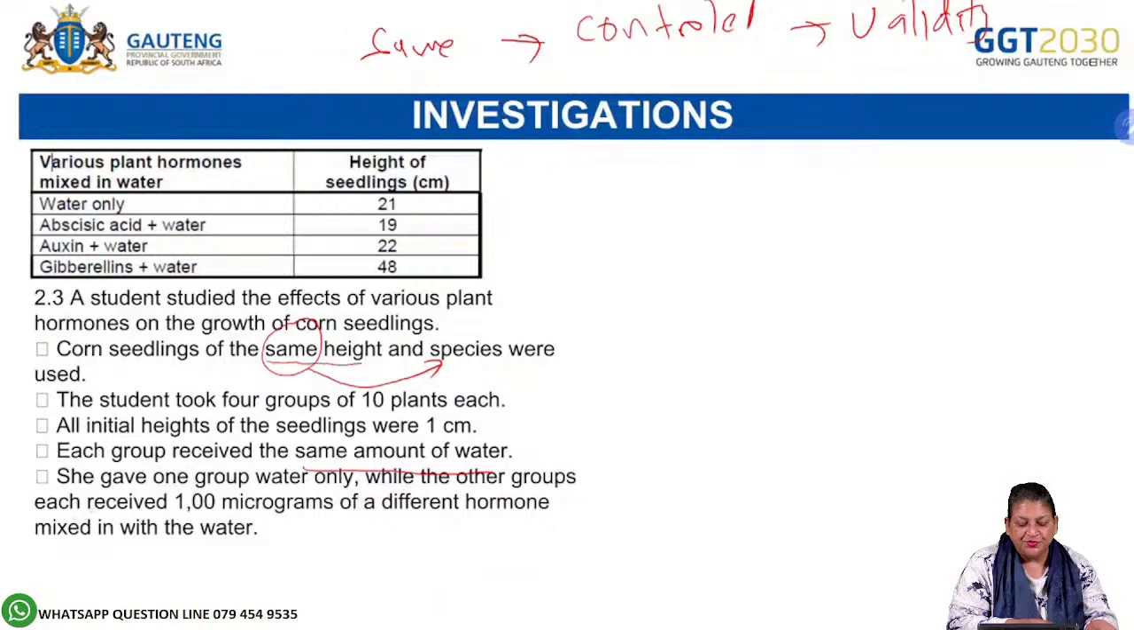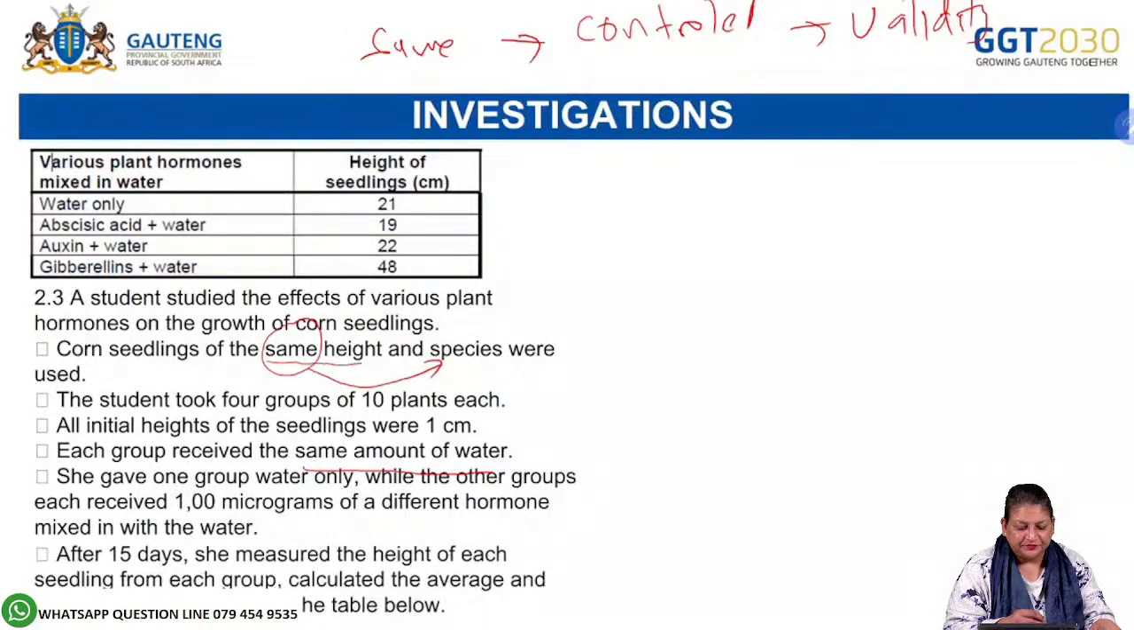While the other groups each received 1 microgram of a different hormone mixed with water. So even the hormones, each hormone was of the same amount, 1 microgram. But the only thing, you find that one of them had only water. Okay, so let's go to the next one.